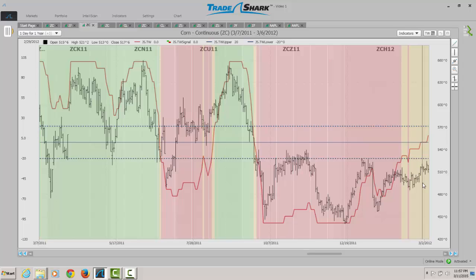So one thing I would like to point out is that this is a period where you have a lot of choppiness in the market. You don't have a lot of trades, which is good, and you don't have any really large gains or losses for that matter, but you end up with a small loss, which is not bad considering the choppiness of the market.